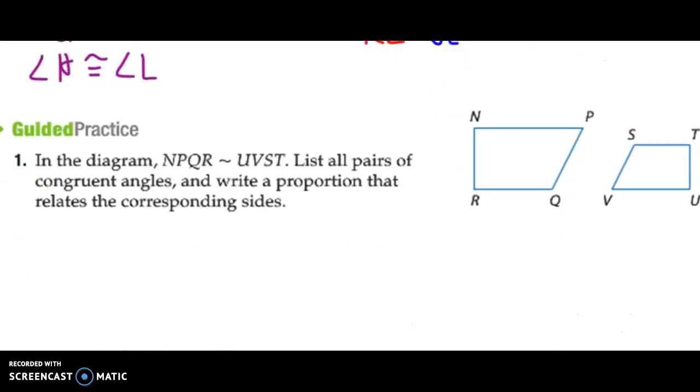Here's a guided practice problem. You try the same using these quadrilaterals NPQR and UBST.